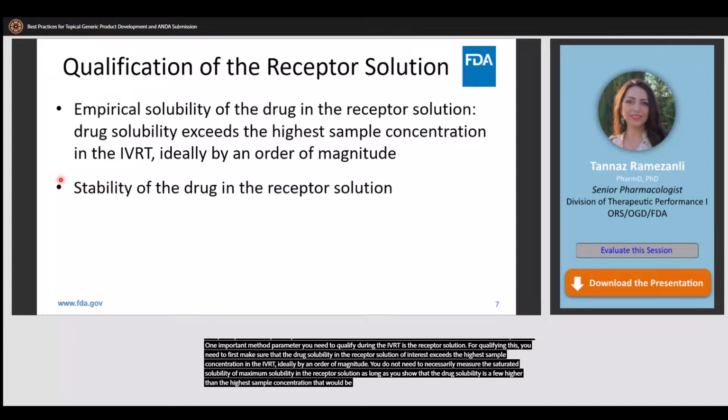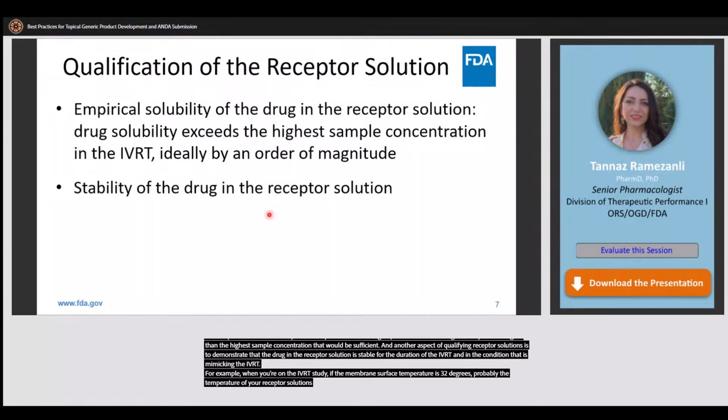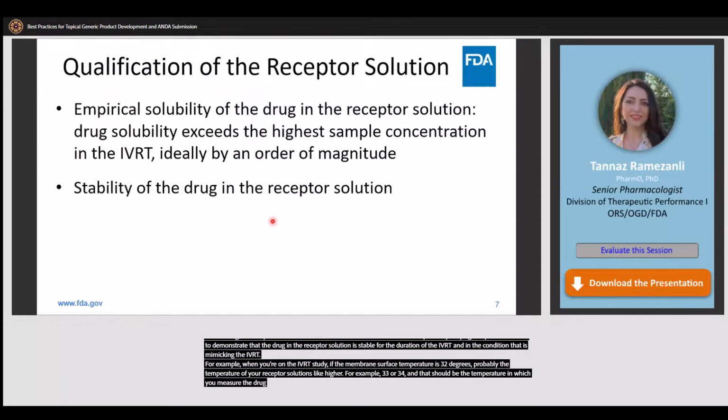Another aspect of qualifying the receptor solution is to demonstrate that the drug in the receptor solution is stable for the duration of the IVRT and in the condition that mimics the IVRT conditions, meaning that for example, when you run the IVRT study, if the membrane surface temperature is 32 degrees, probably the temperature of your receptor solution is slightly higher, for example, 33 or 34, and that should be the temperature in which you measure or evaluate the drug stability in the receptor solution.